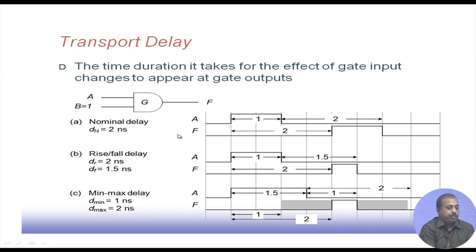That means B is permanently set to 1. So B is not changing, only the value of A is changing. A was initially low and then becomes high, and after one time unit it becomes low again. If the nominal delay of this gate is 2 nanoseconds, then for this event to come to F it takes 2 nanoseconds. So the output becomes high at this point, and again there is an event on line A at this point.